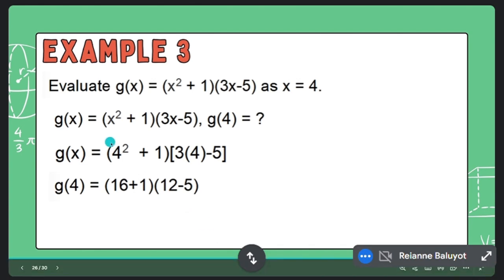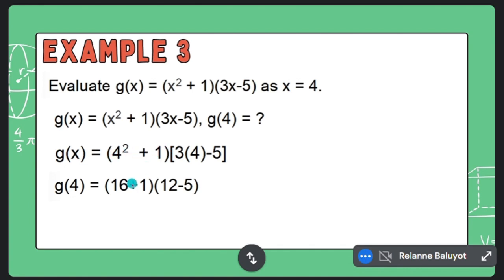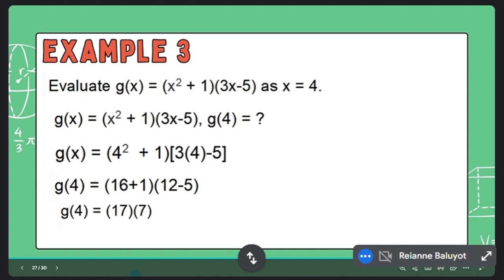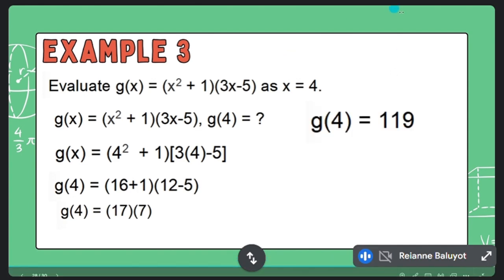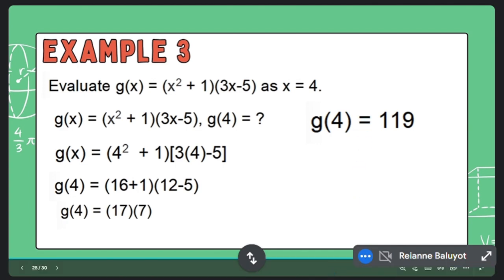Now we first simplify this parenthesis, so we get 16 plus 1, and for this other parenthesis we get 12 minus 5. So 16 plus 1 simplifies to 17, and 12 minus 5 is 7. By performing the operations, we just have to multiply 17 by 7, and now our g of 4 is equal to 119. Okay, simple as that.